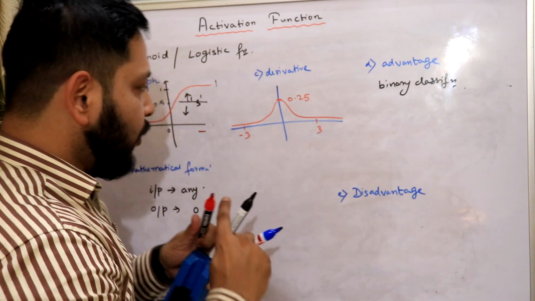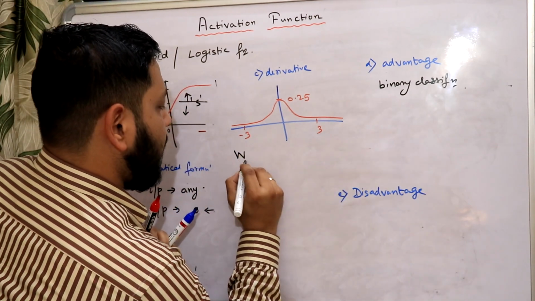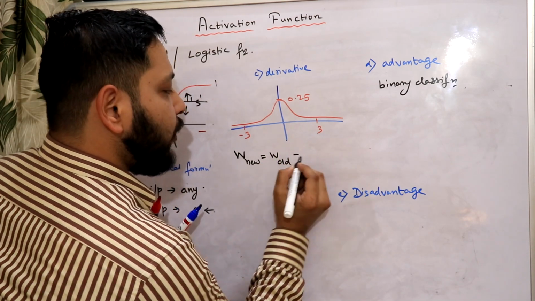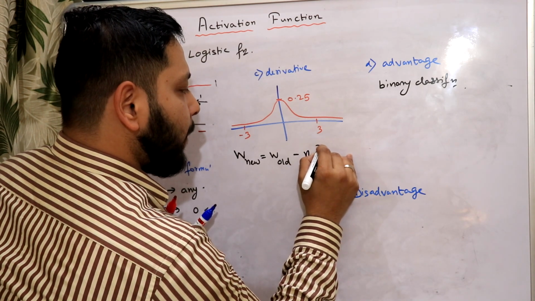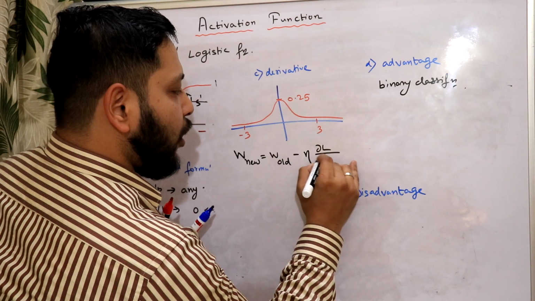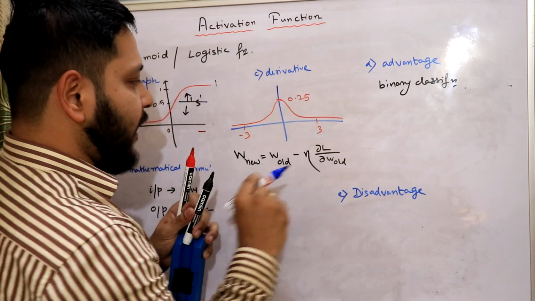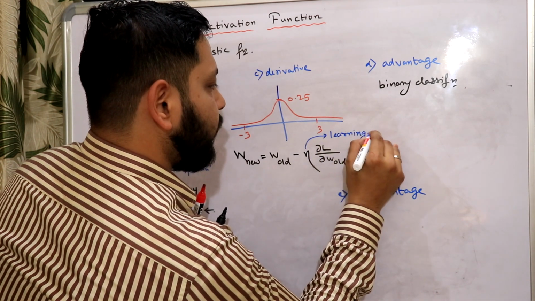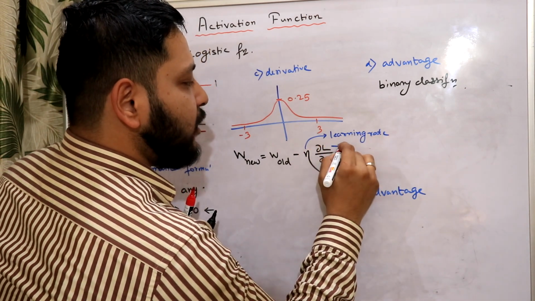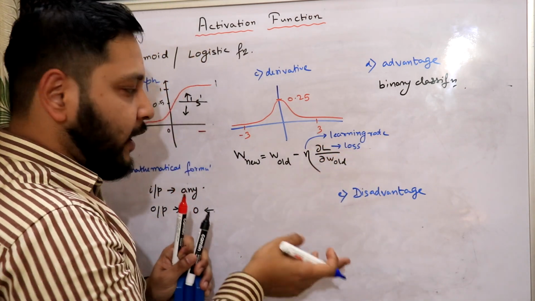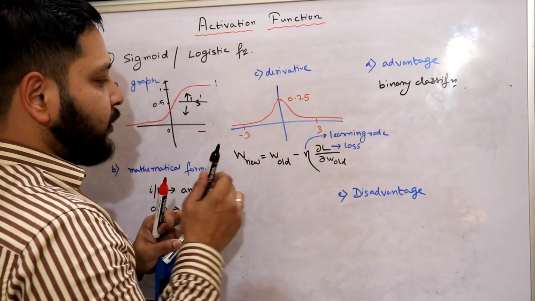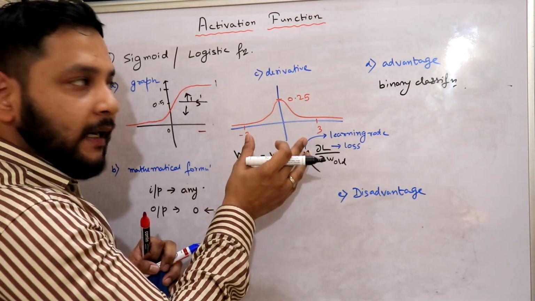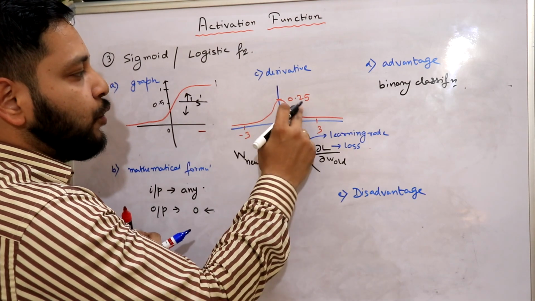Now what happens is that when we are doing this backpropagation, we need to update our weight. So W new will be equal to W old minus eta times the derivative of L with respect to W old, where eta is the learning rate, L is the loss, W old is the old weight and W new is the new weight. Since the derivative of this sigmoid function is very small, the value ranges between 0 and 0.25.